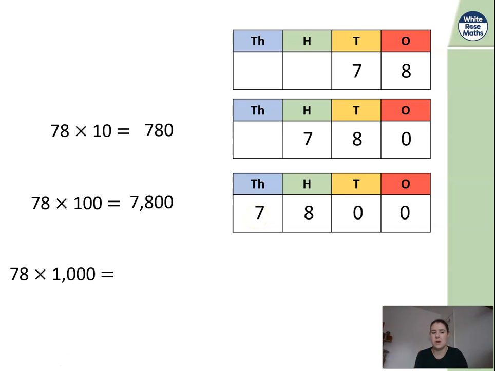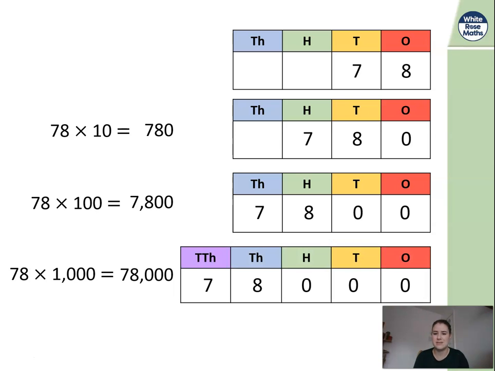Let's have a look at what happens when we then multiply it by 1,000. 78 times 1,000 is 78,000, and here's what it looks like in a place value chart. Now we've had to add our additional column onto our place value. This is our TTH column, which is tens of thousands. So we have 78,000. We have 7 lots of ten thousands and 8 lots of thousands.